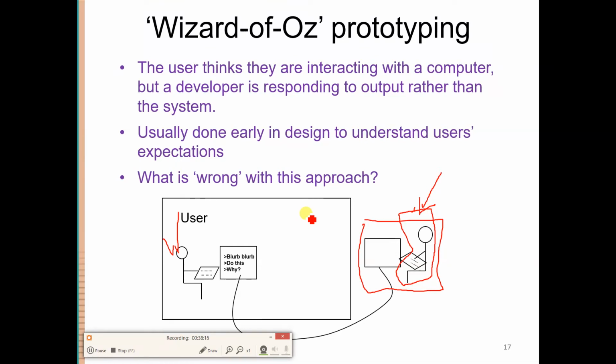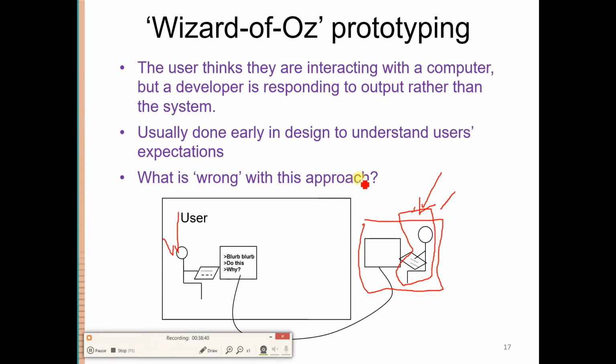But of course, in this case we need a person who is able to answer the questions that are going to be answered in the final product by the system, and this is usually done early in the design to understand the user expectation. So users are typing some questions and they are being answered by the person, which in the final product are going to be answered by the system.